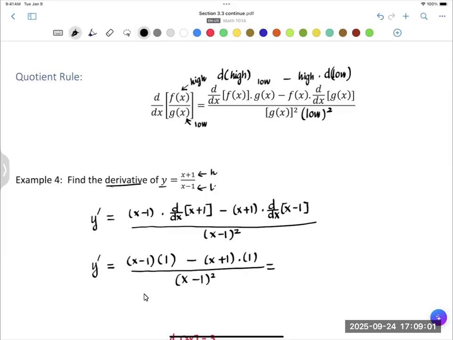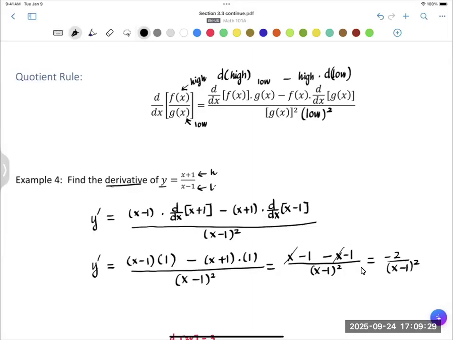And this will give you, expanding anything that we can, x minus 1 minus x minus 1, all over x minus 1 squared. The x terms cancel out, and you have negative 2 over x minus 1 squared. That will be the derivative of this rational function: negative 2 over x minus 1 squared.